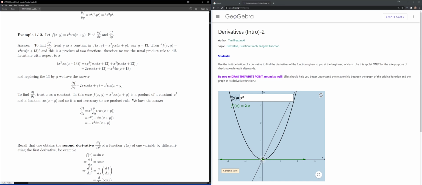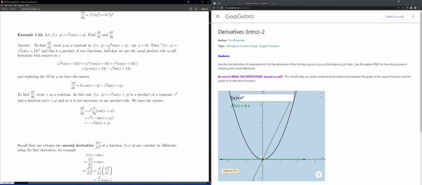So differentiating the cos(x + y) gives me minus sine(x + y), which is this here. So I get minus sine(x + y) times x squared. In this particular case, I needed to use the product rule. Okay, so now let's differentiate with respect to y.